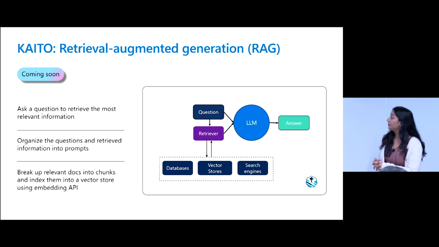So retrieving the most relevant information and keeping that kind of feedback loop up to date, organizing the questions that are asked by the end user, and retrieving information into prompts, breaking the docs into chunks and indexing them into a vector store using an embedding API. So this would be leveraging different types of file storage and remaining pluggable so that whatever you have today, you can bring that to Kaito and integrate it for RAG.